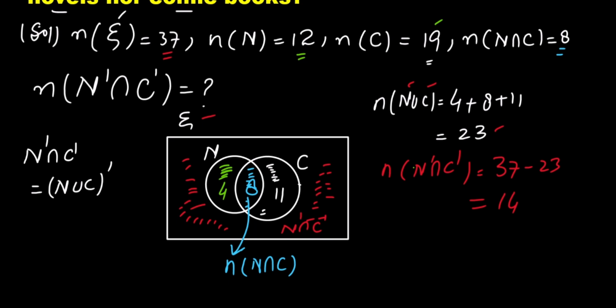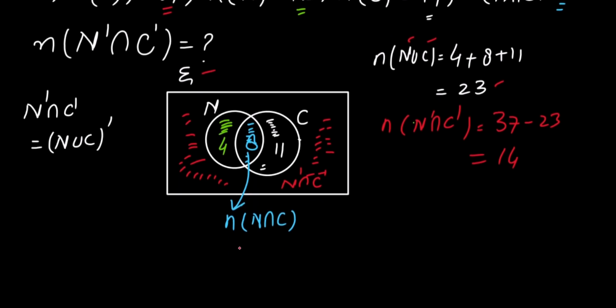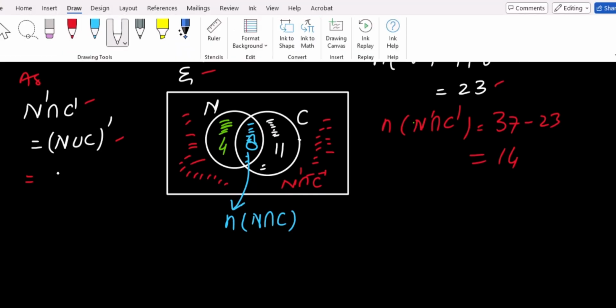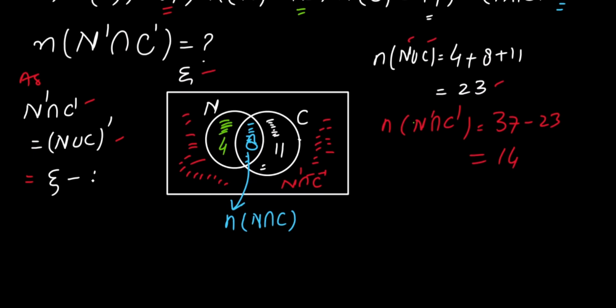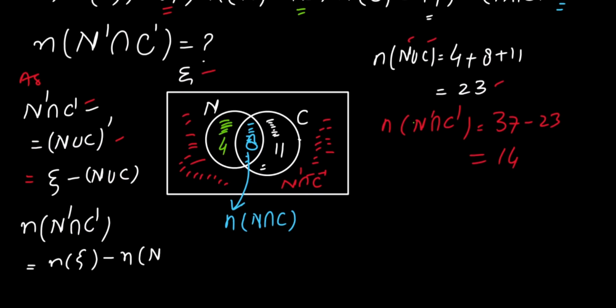Now we solve this question in detail. Firstly, we will write here, as we know that the De Morgan law says N complement intersection C complement is equal to complement of N union C. Next, apply the definition of a complement. This is equal to universal set minus N union C. Now I have to find the number of students. So taking n on both sides, this gives n of N complement intersection C complement, which is equal to n of Xi minus n of N union C.